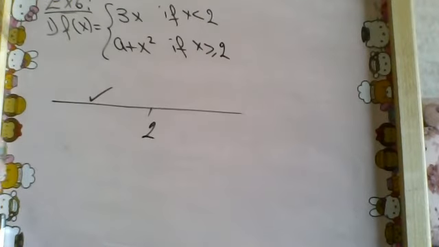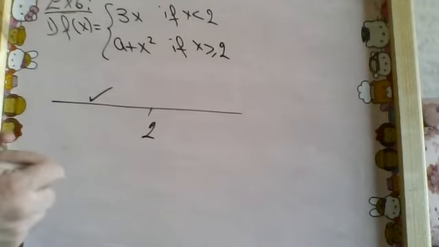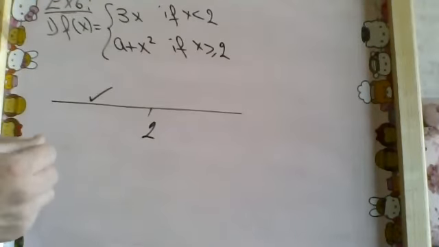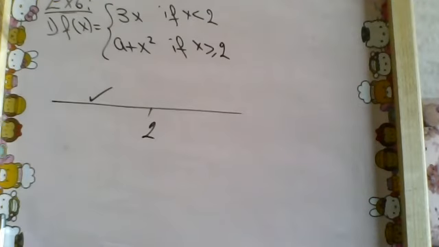I was saying that polynomial functions are continuous on their domain. Rational functions are continuous over their domain. Radical functions are also continuous on their domain. And all the functions that you already know are continuous over their domain.